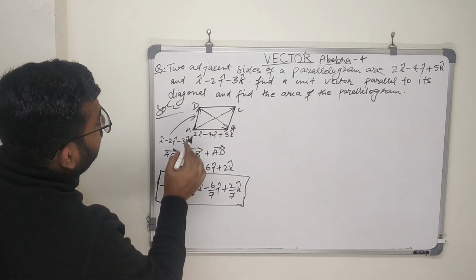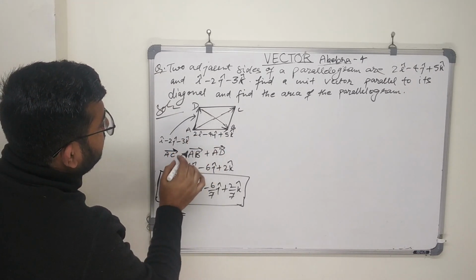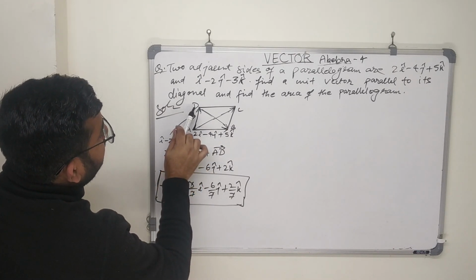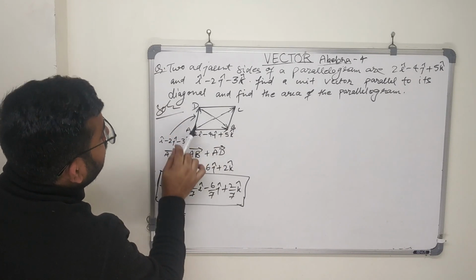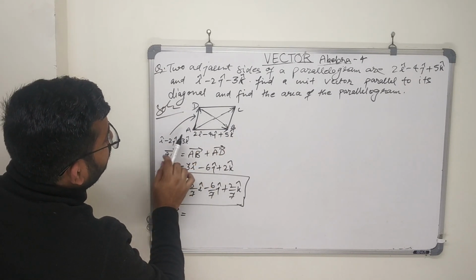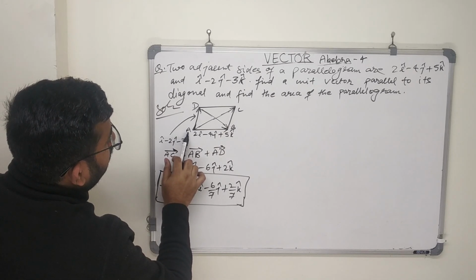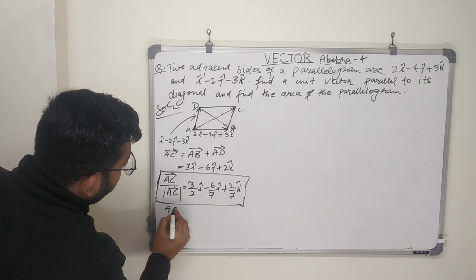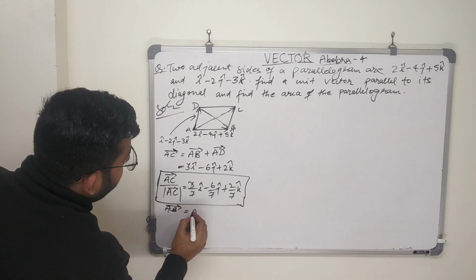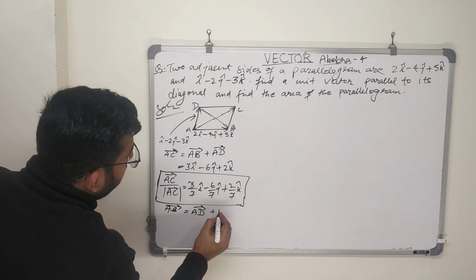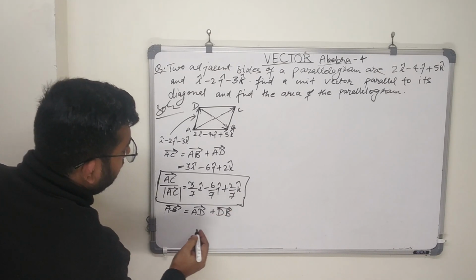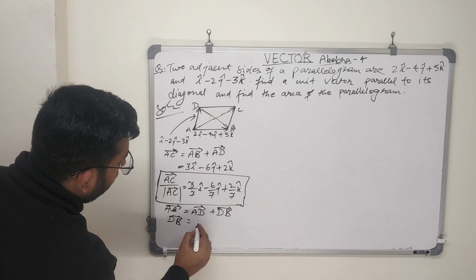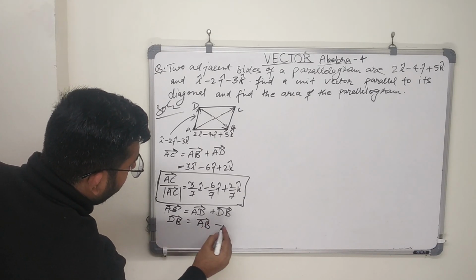We can apply the triangle law of vector addition in this case. Suppose AD vector plus DB vector will be equal to AB vector. We can write it here, that is AB vector will be equal to AD vector plus DB vector. Rearranging, DB vector will be equal to AB vector minus AD vector.